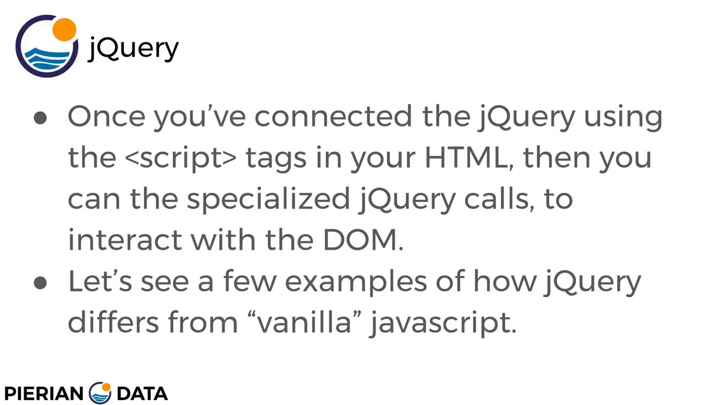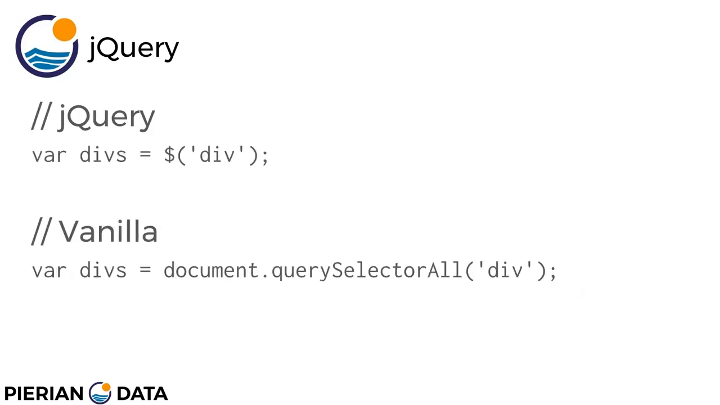And let me show you a few examples of how jQuery differs from vanilla JavaScript. So on top we have what a jQuery call looks like, and on the bottom we have what vanilla JavaScript looks like. Here you can see that we basically replaced the document.querySelectorAll call in normal JavaScript with a single $ sign. And here, both of these jQuery and vanilla JavaScript calls are grabbing all the elements that are under a div tag. And hopefully just from this clear example, you can see that you're going to save a lot of typing and a lot of work with the simple $ sign command that jQuery has.